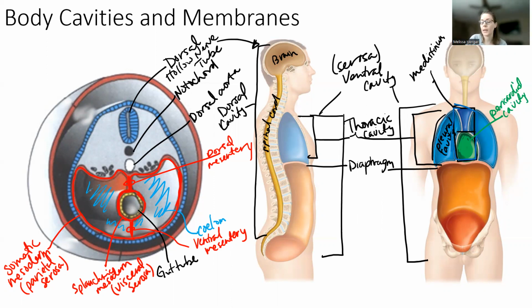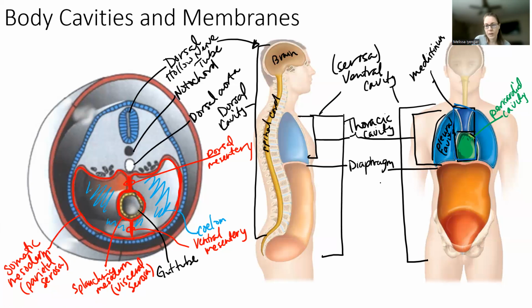The pericardial cavity also has those two layers. It's going to be more complicated though, but it has a parietal pericardium and it has a visceral pericardium. So again, one layer is towards the body wall, and the other layer is going to be just over the organ.